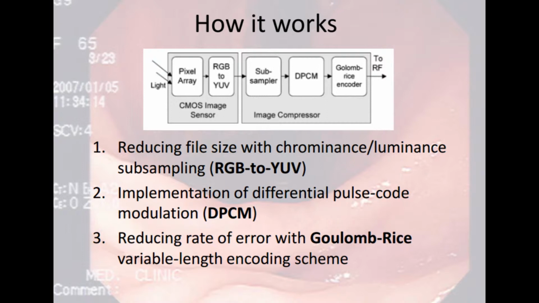Three, dividing each pixel value by an optimally selected number, yielding an integer quotient value and integer remainder value, as one would obtain using long division. These two values are encoded side by side in a serial file output using unary and binary respectively.